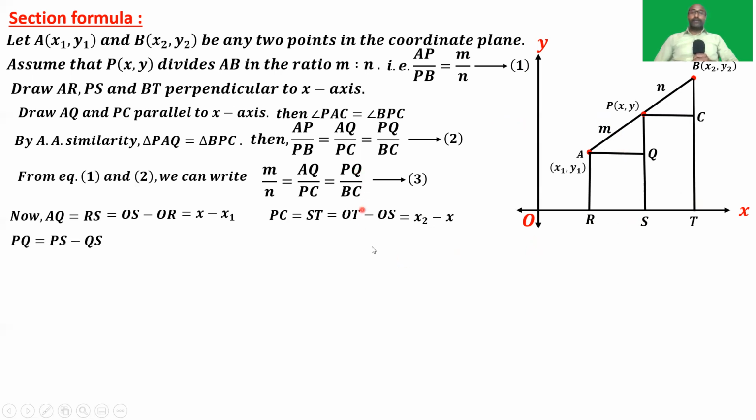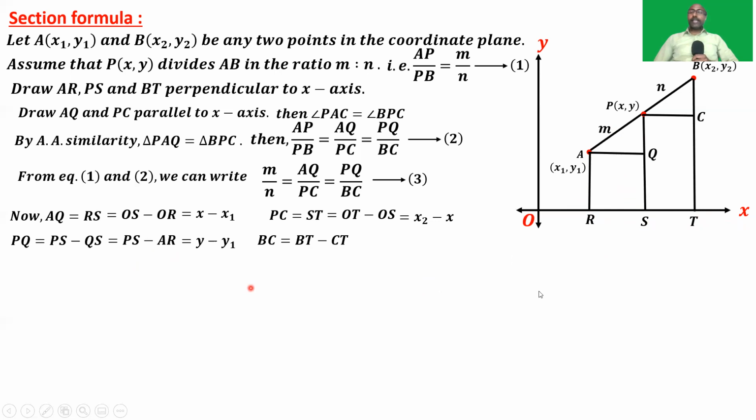Now take PQ. PQ is equal to PS minus QS, and QS is equal to AR. Now PS is the distance from P to the x-axis, so it is equal to y. And AR is the distance from A to the x-axis, so it is equal to y1. So PS minus AR is equal to y minus y1.